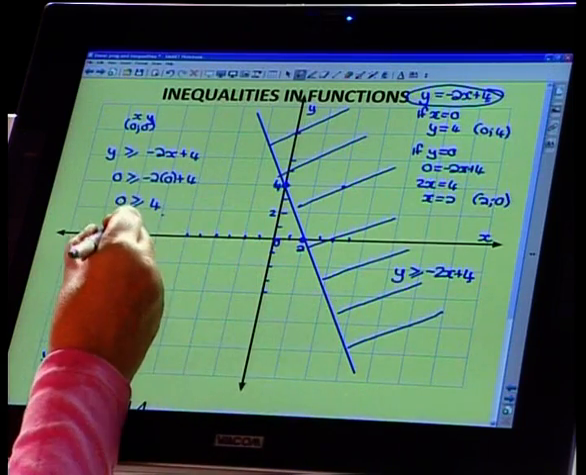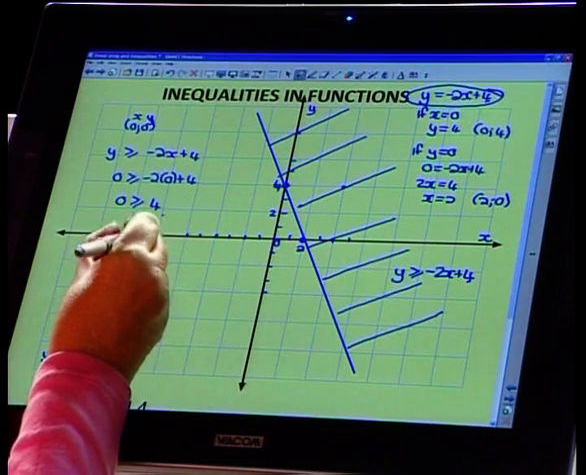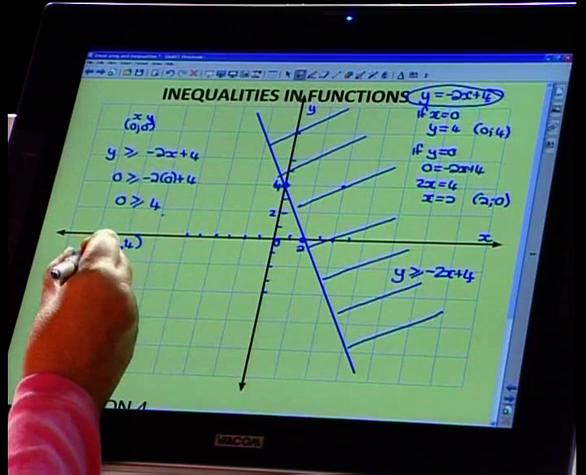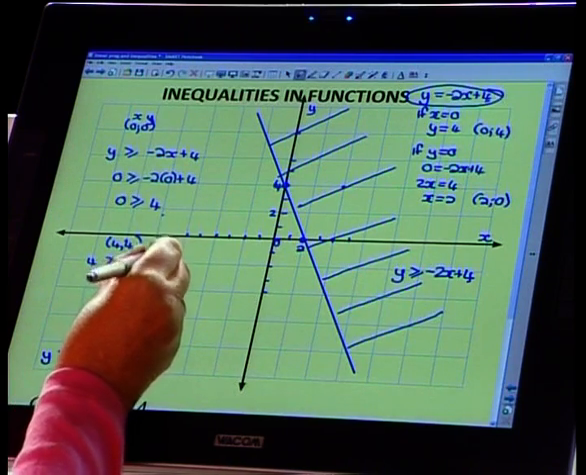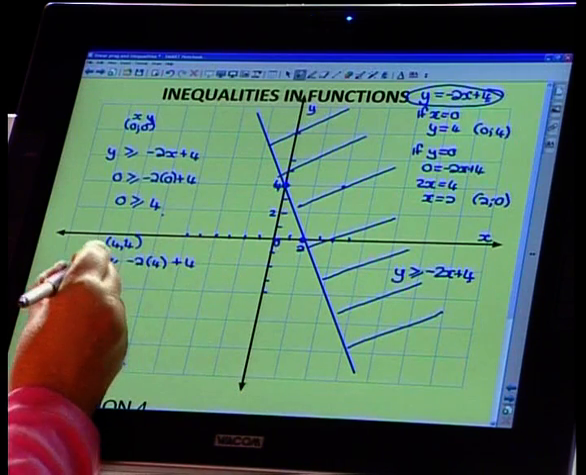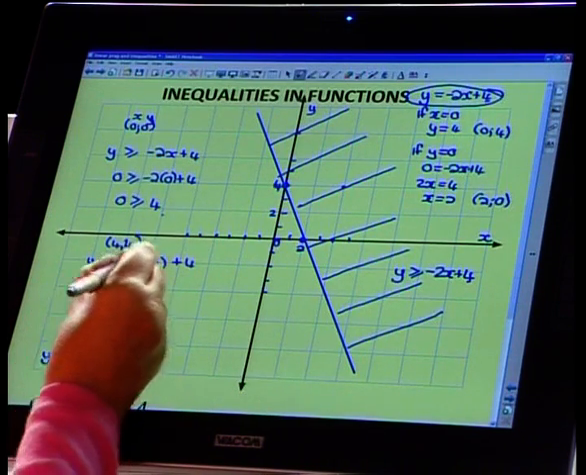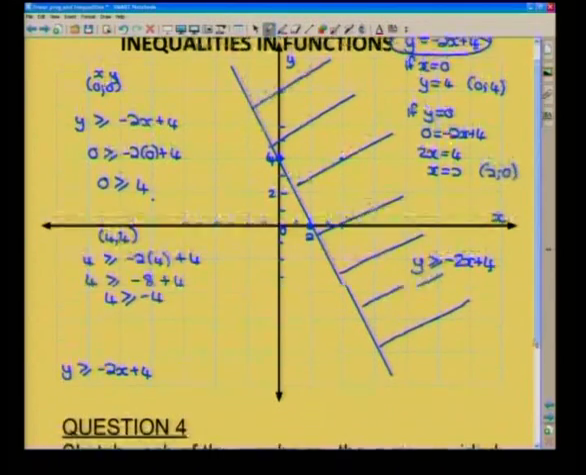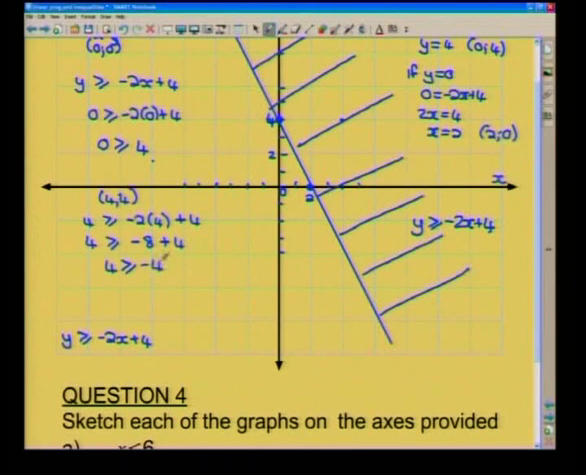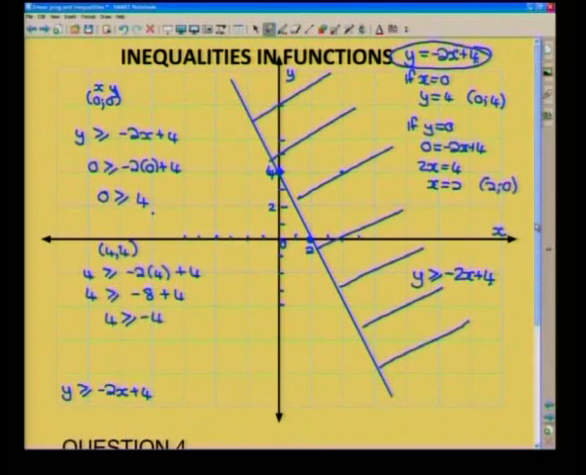Let's test the 4, 4 just to show you that if I had chosen the 4, 4, it would have worked. Because now I would have got 4 greater than or equal to minus 2 times 4 plus 4. So 4 greater than or equal to minus 8 plus 4. So 4 greater than or equal to minus 4, is that a true statement? Yes. 4 is greater than minus 4, so that's why I would shade that area. So that is if I'd chosen the correct area to shade.